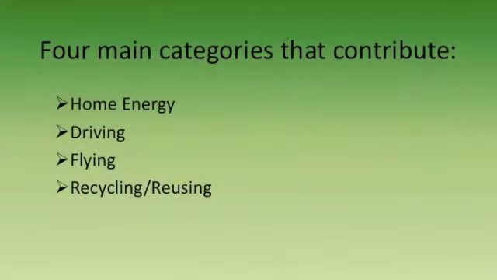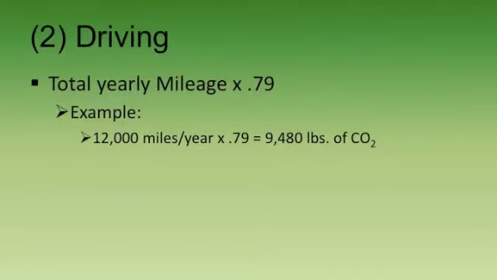A quick tip would be if you reduce your electricity by 5 to 7%, you'll be able to save 1,000 pounds of carbon dioxide. Our next category is driving. To calculate your emissions from driving, simply multiply your total yearly mileage by the factor of 0.79. For example, if you drive 12,000 miles per year, multiply that number by the factor of 0.79. This will give you a total of 9,480 pounds of CO2.